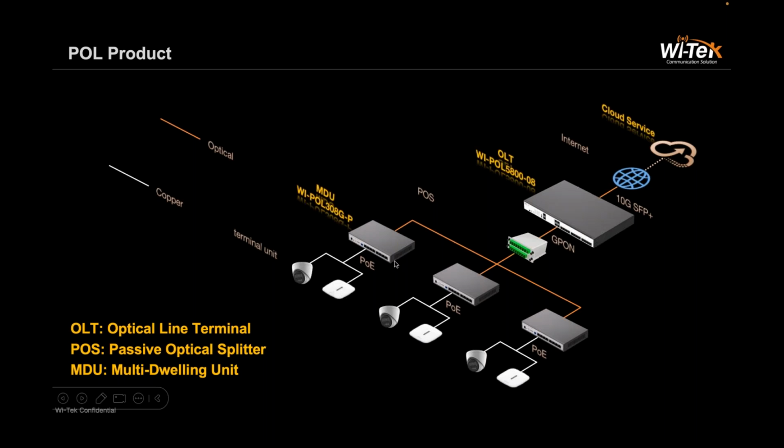So this is the POL, and it has three main parts. First is the OLT, the optical line terminal, and the second is the splitter, whose full name is passive optical splitter. The function is to split one fiber into 128 new fibers. And the last is the MDU, which is actually a PoE switch, but the uplink port is GPON fiber.